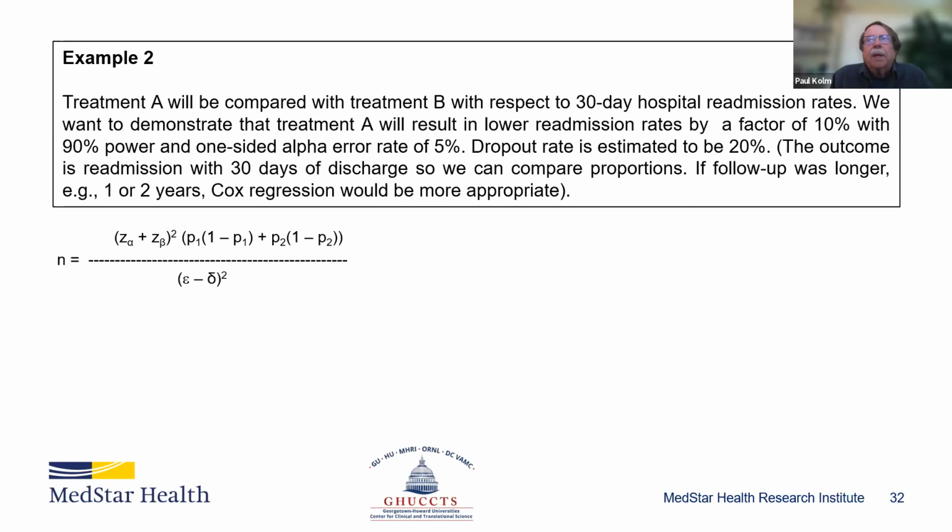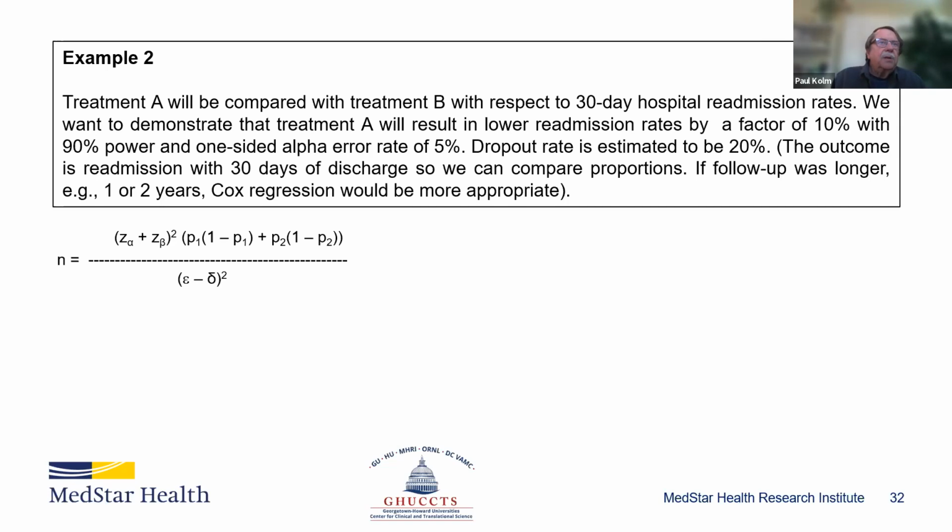And in this case, since we're doing a fairly short time between hospital discharge and readmission, we can just compare proportions here. If the outcome was longer, if follow-up was longer, say 1 or 2 years, then the Cox regression or time to event analysis would be more appropriate. But we can just compare the proportion readmitted within 30 days.